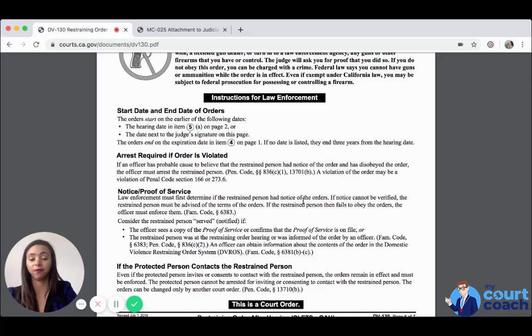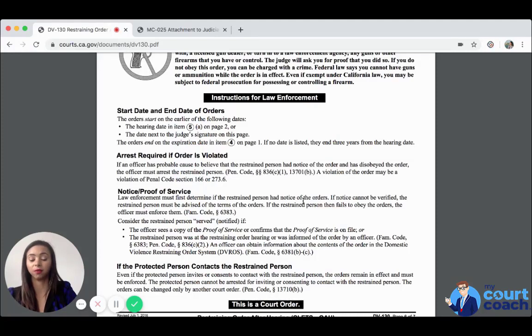Arrest required if order is violated. So if an officer has probable cause to believe that the restrained party had notice of the order and had disobeyed the order, then the officer must arrest the restrained person. A violation of the order may be a violation of this penal code section.